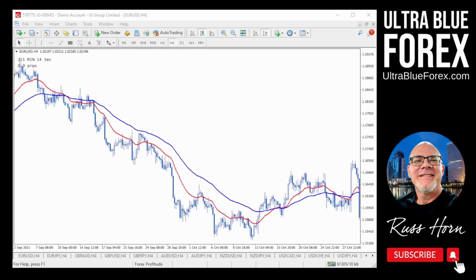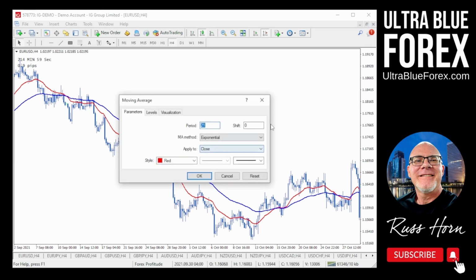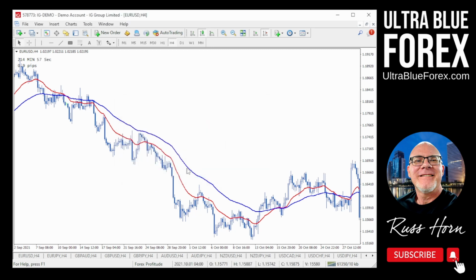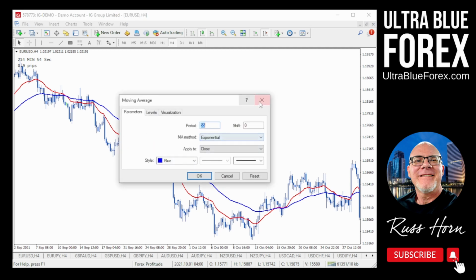Hey there, today I want to talk to you about the thing that you have to know if you want to use moving averages as part of your trading system. Now I've got a couple of middle of the range midterm moving averages here. This is a 21 exponential moving average and I've got a 55 exponential moving average.